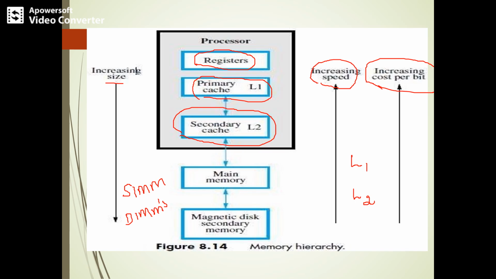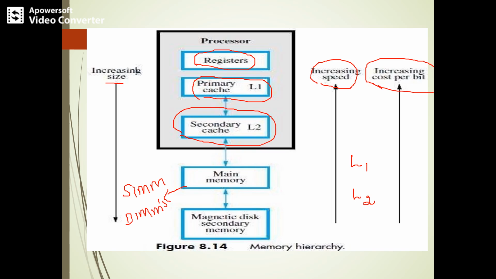So next comes the main memory. The main memory is located between the processor and the secondary storage. In the case of main memory, which can be implemented using SIMMs as well as DIMMs, it is slower compared with L2, L1 and registers, and the size is larger compared with L1, L2 and registers. In order to store a single bit of information, the cost is cheaper compared with L2, L1 and the processor registers.